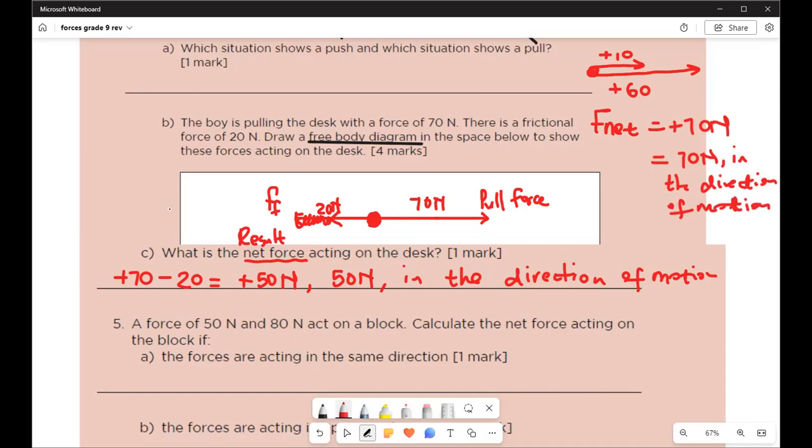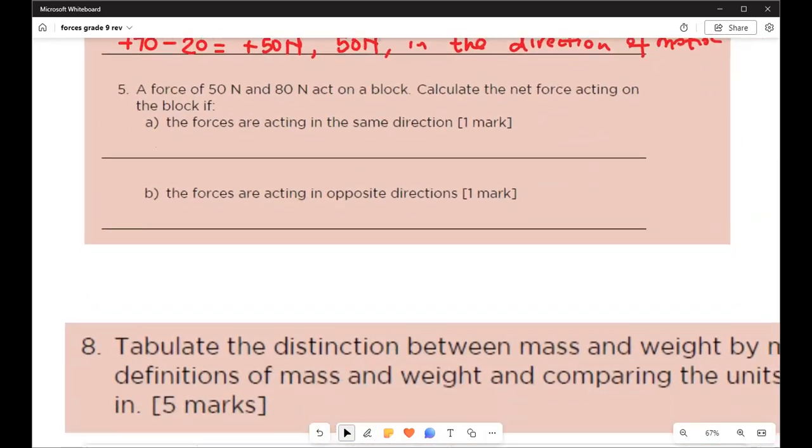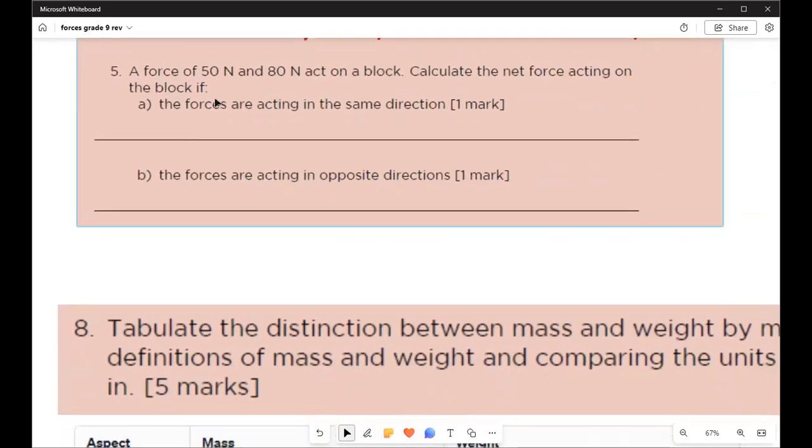Perfect. And then now let's go to question 5. Right. Now let's see. A force of 50 Newton and 80 Newton act on a block, okay? Calculate the net force acting on the block if the forces are acting in the same direction.